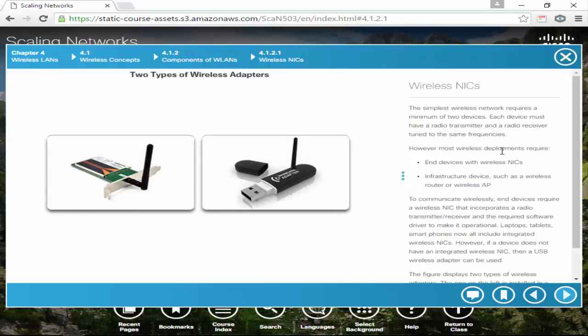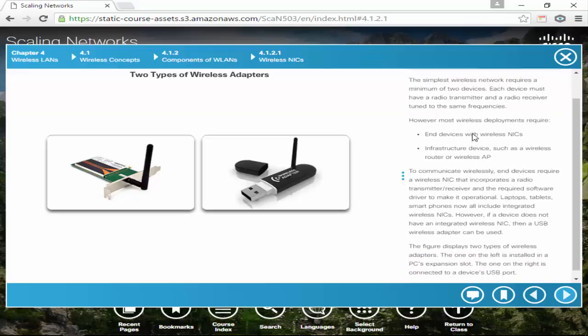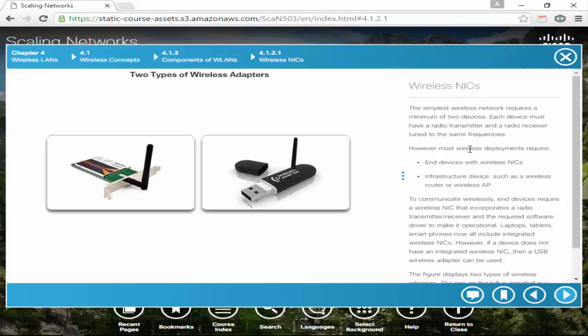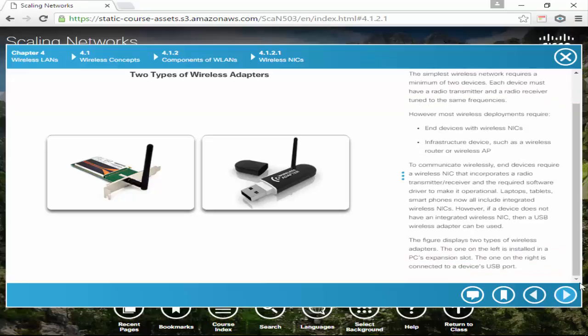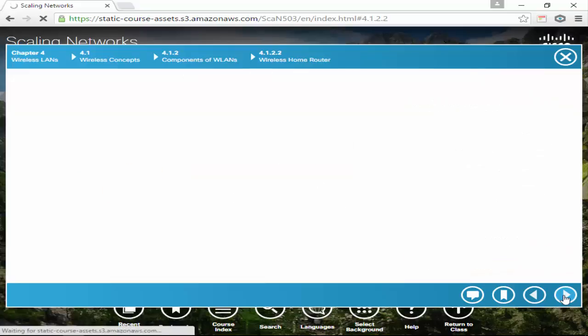Wireless NICs, I'm sure you guys have seen these before. They can be USB form or built in, right? And what do they allow for? Well, the same thing as a wired NIC, except they let us attach to a wireless access point, giving us access to a wireless LAN.